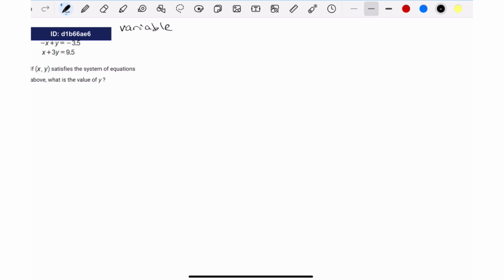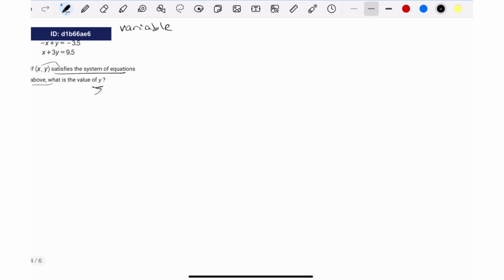And it's asking us the value of y. Whenever you get 2 equations and you're asked to find the values that satisfy the equation, I want you to add those equations together. What do I mean by that? Think about it this way.